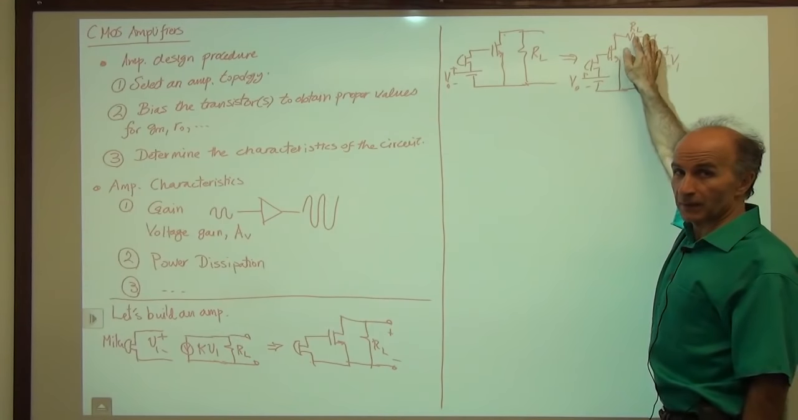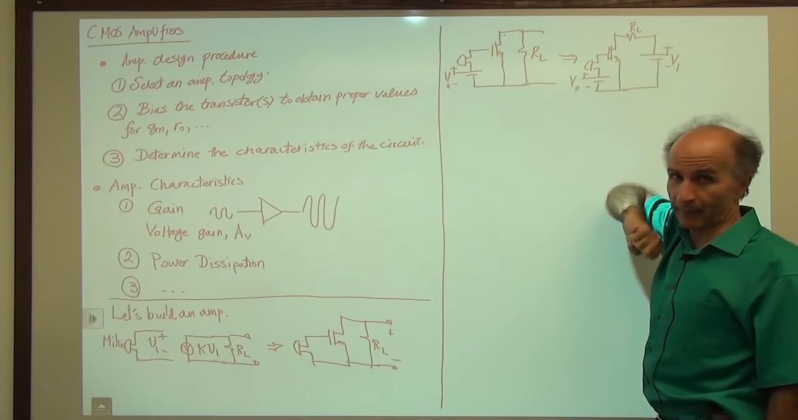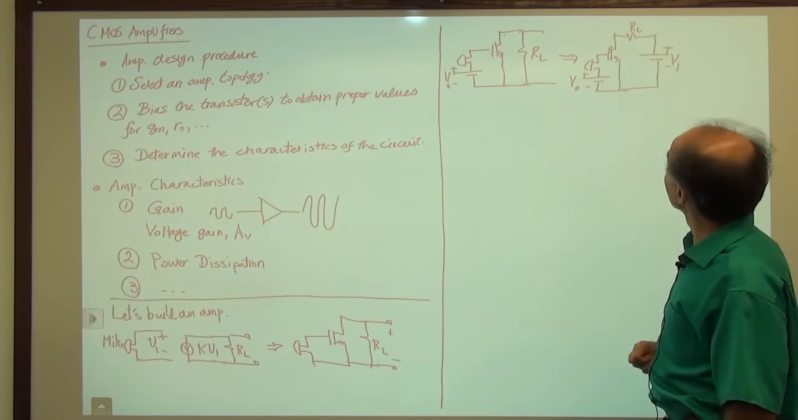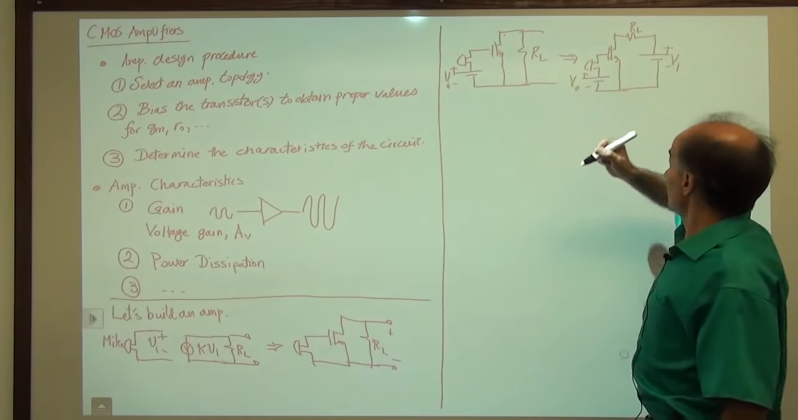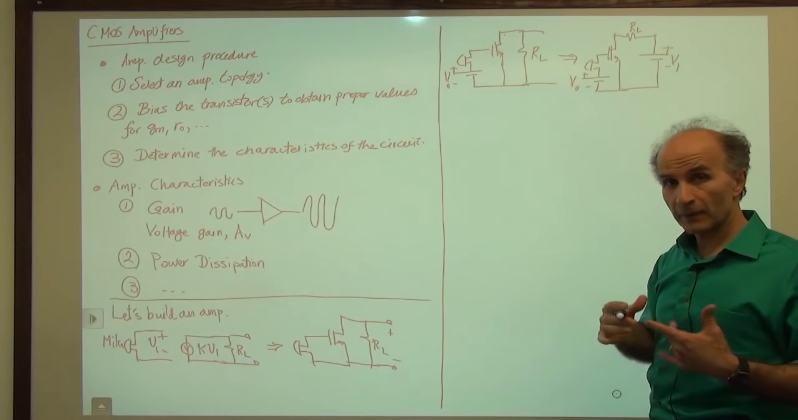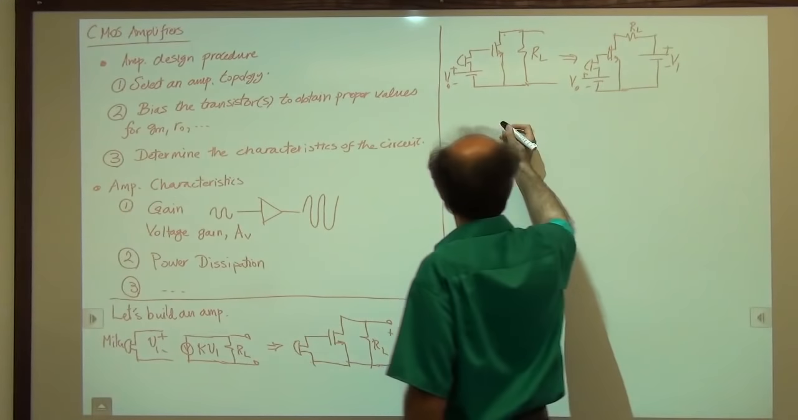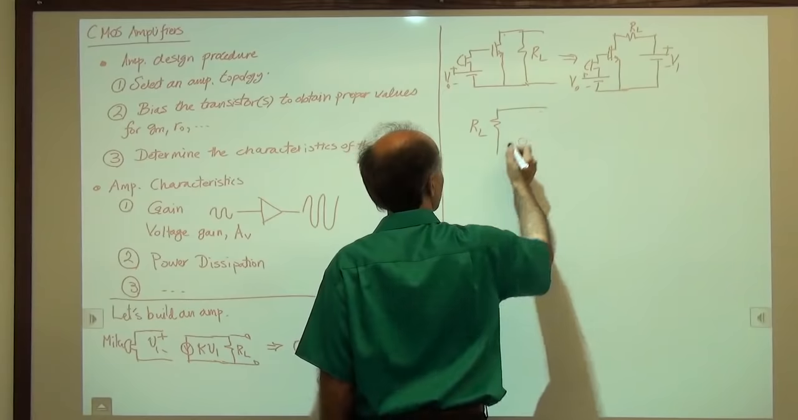So we have to choose this resistor, the voltage drop across the resistor, and this voltage source so that that happens. Okay, all right. This is a pretty good amplifier. I'll just have to draw this resistor vertically just for illustration purposes, not a big deal. So let me draw that like this. There's no change in the circuit, I'm just drawing it differently.